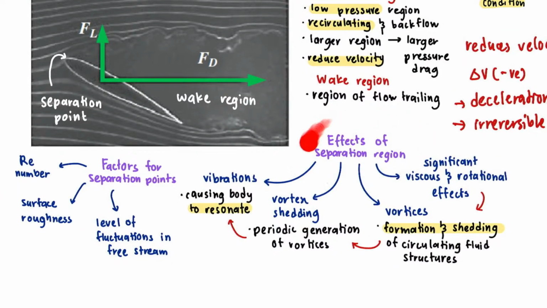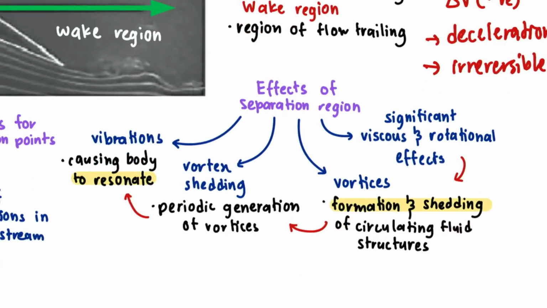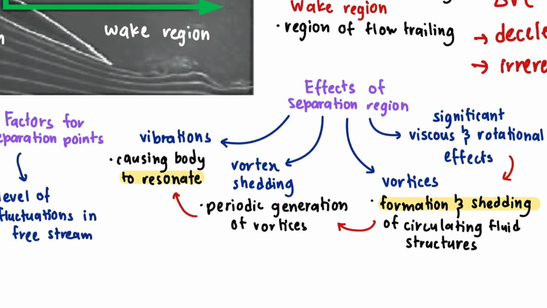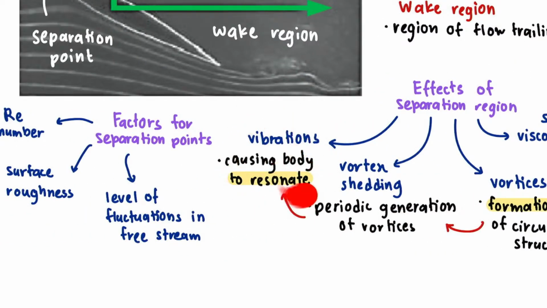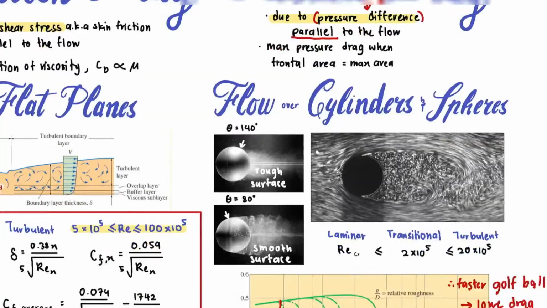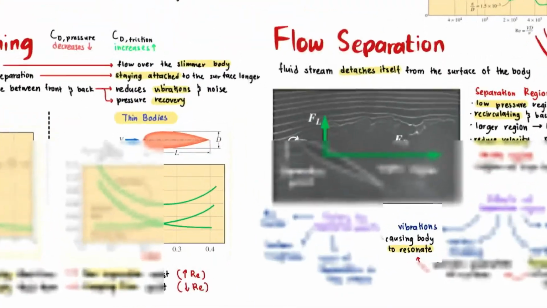So there are some effects of the separation region. Significant viscous and rotational effects. It will form shedding vortices. It will induce vortex shedding, and then it will cause vibrations, causing the body to resonate. Okay, where was streamlining? Oh, next to this is streamlining. Okay, we will enter that.